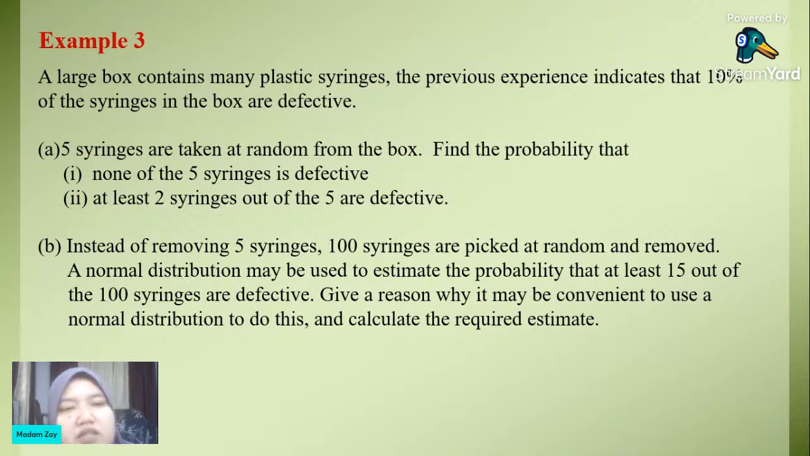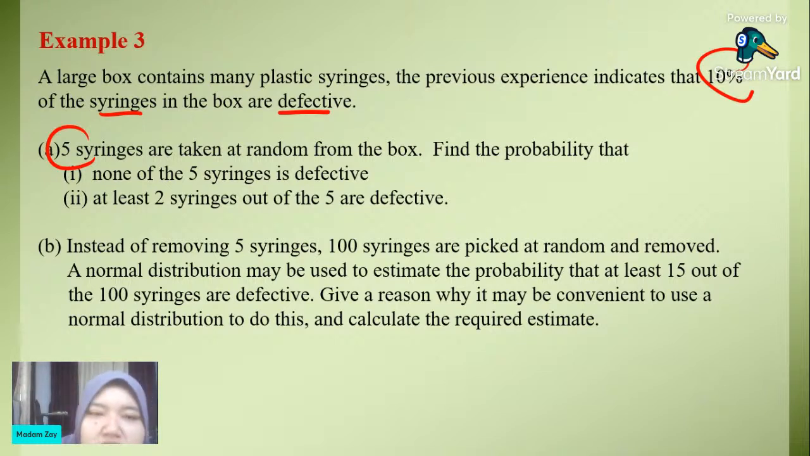A large box contains many plastic syringes. The previous experience indicated that 10% of the syringes in the box are defective. So it's talking about 10% defective syringes. Okay, so 5 syringes are taken at random from the box. Find the probability. Okay, 5 syringes is talking about the number of syringes. So the number of defective syringes is X. So we can define that we use X as the number of defective syringes with the number of syringes n equal to 5. So here n equals 5 and probability of success for defective syringe is equal to 0.1.